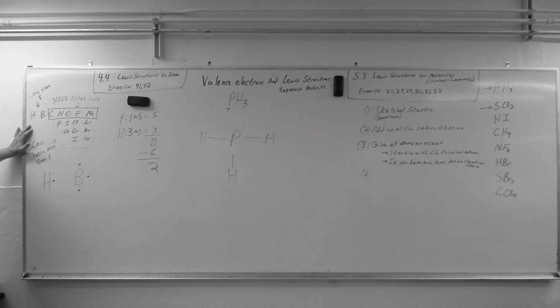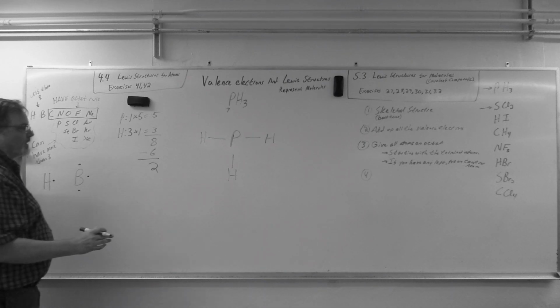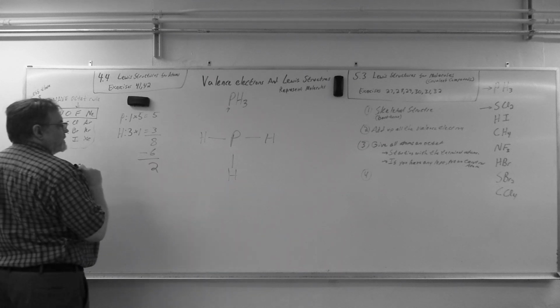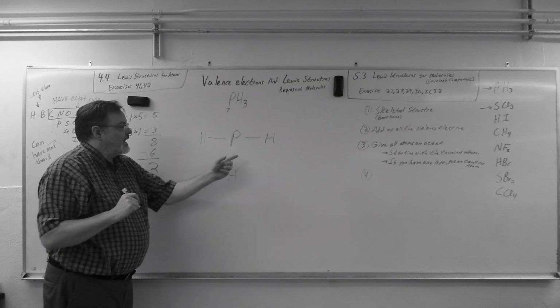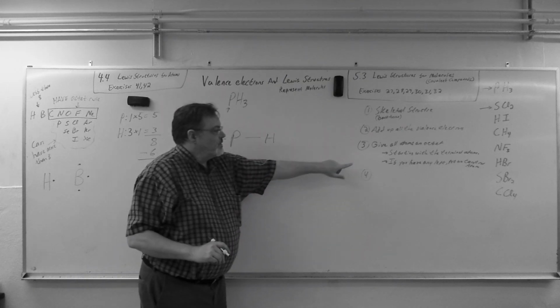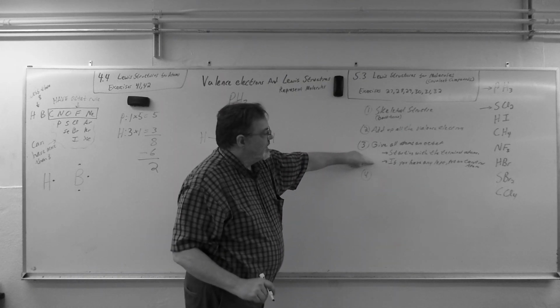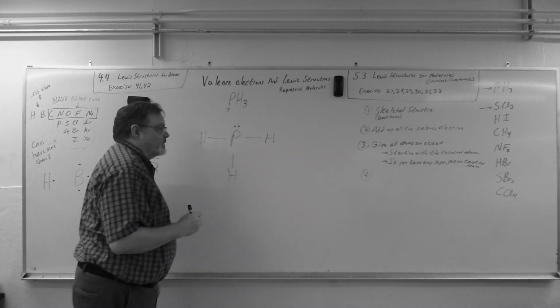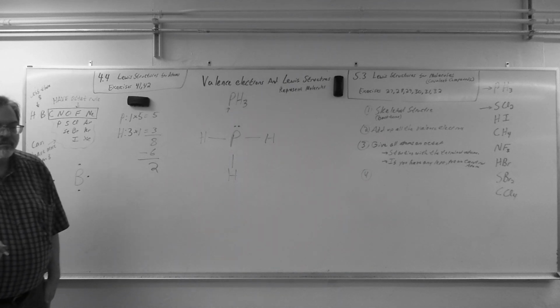Hydrogen doesn't get an octet. Your book likes to call it a duet, but it just means it's got 2. So hydrogen's satisfied, it's got its 2 electrons. But hydrogen's satisfied, so I don't need to do any of this. Now I have 2 left over, I'm going to put them on the central atom. That's the Lewis structure for PH3.